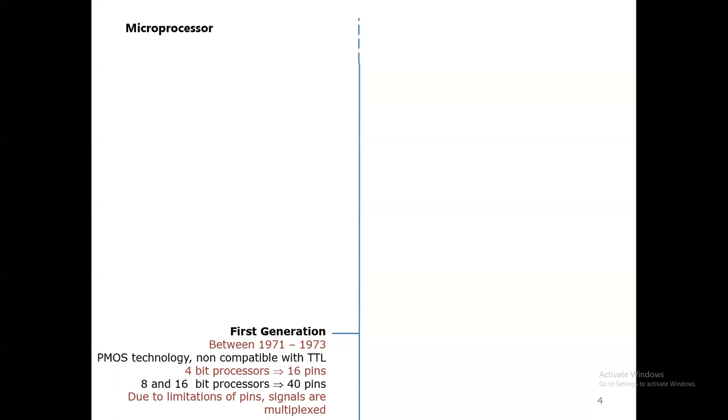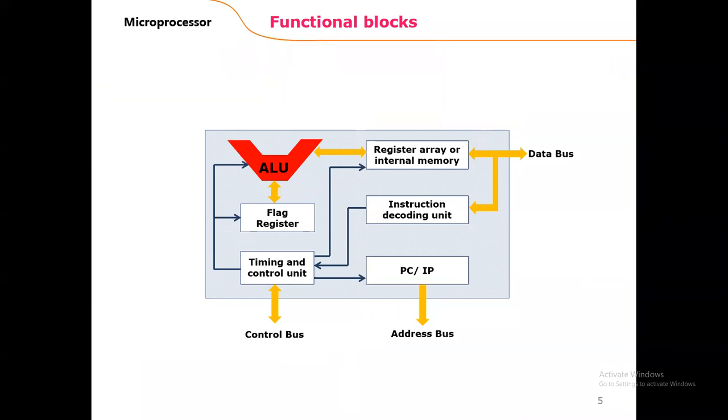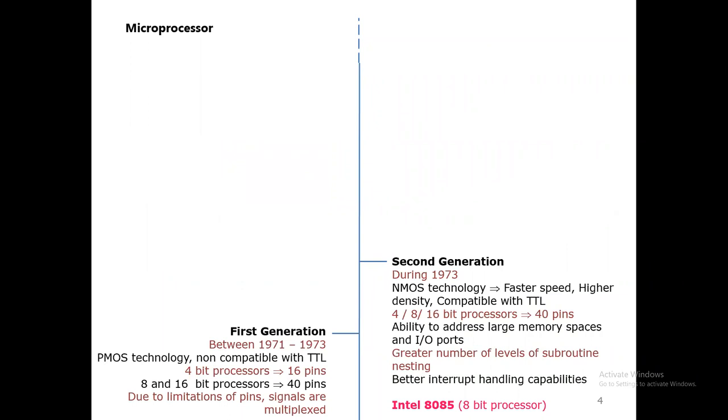Why was this first generation halted? Because of a limitation of pins. And the second generation was invented in the year 1973 with NMOS technology.